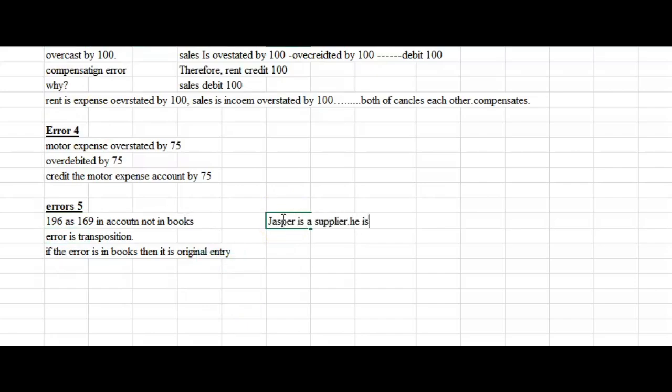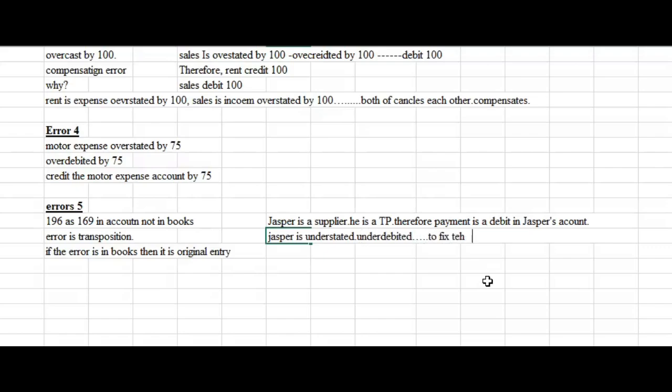Jasper is a supplier, so a payment to him reduces our liability. Payments to suppliers are debit entries in the supplier's account because the liability decreases. We definitely would not make this payment to a customer. The payment was recorded as $169 instead of $196, which means the account is understated. In other words, it is underdebited.